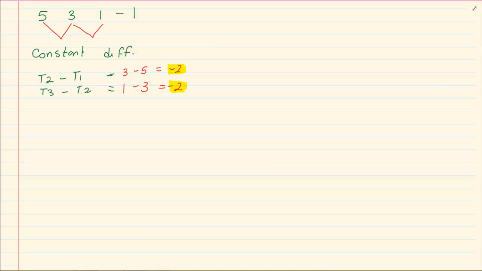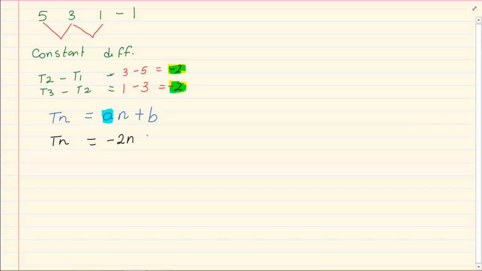Now the formula is Tn is equal to An plus B. Now the A is going to be exactly what you had calculated for the constant difference. So what we have now is that Tn is equal to minus 2n plus b. But how do we calculate b?